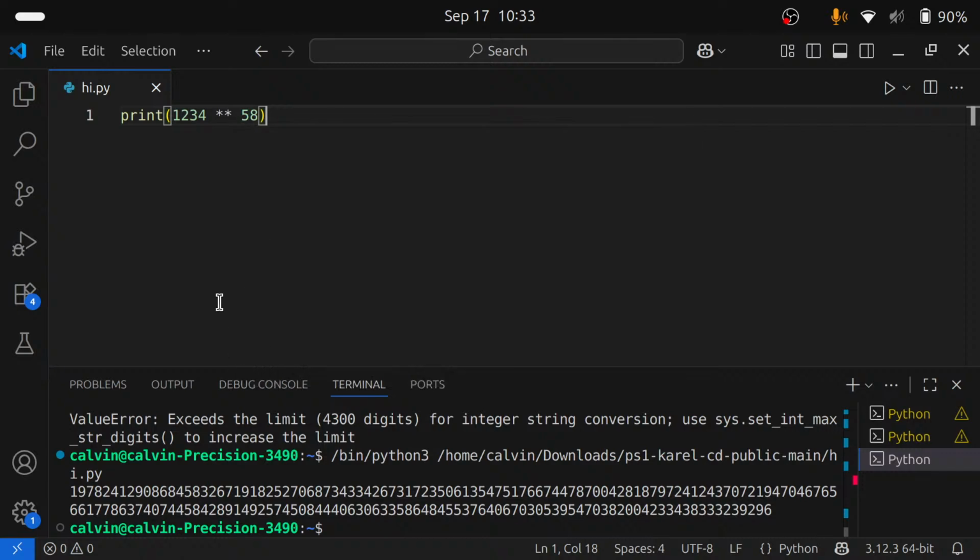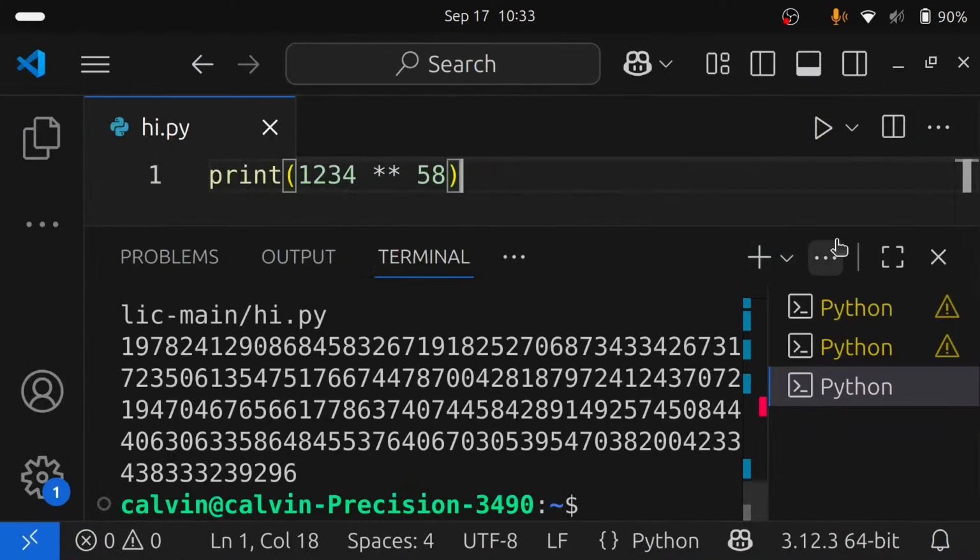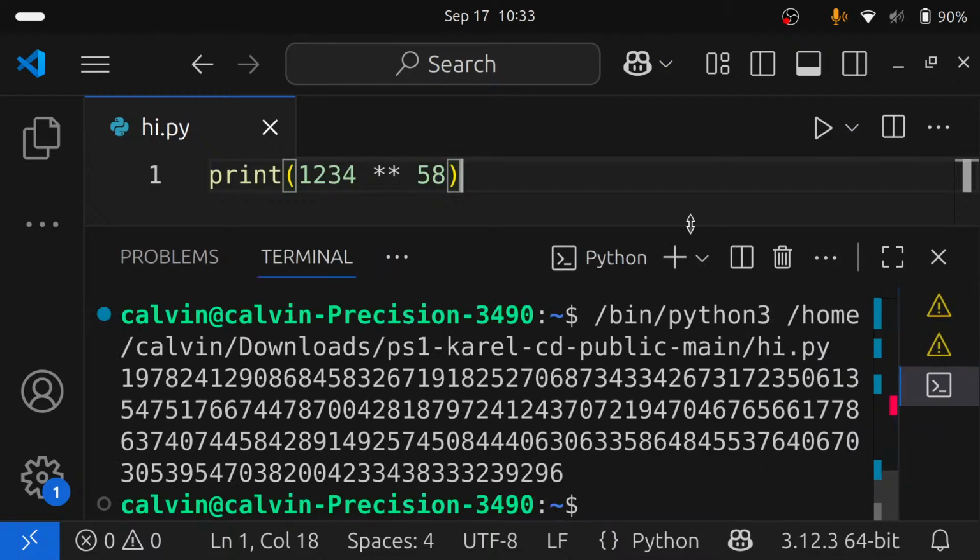This thing is really annoying. I wish that would go away. Okay.